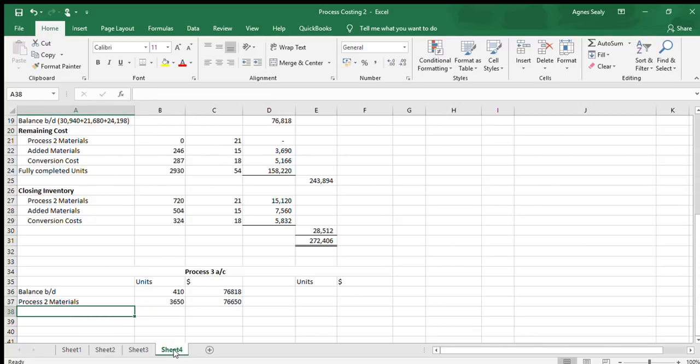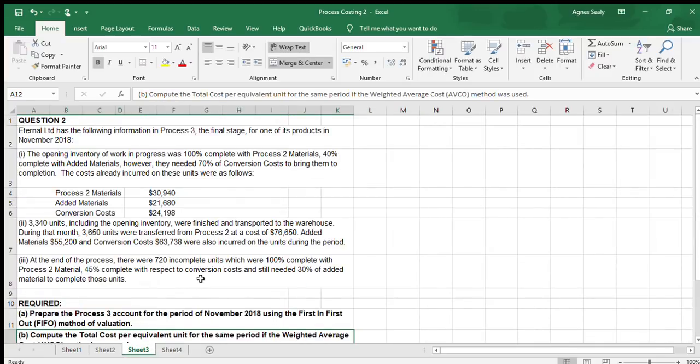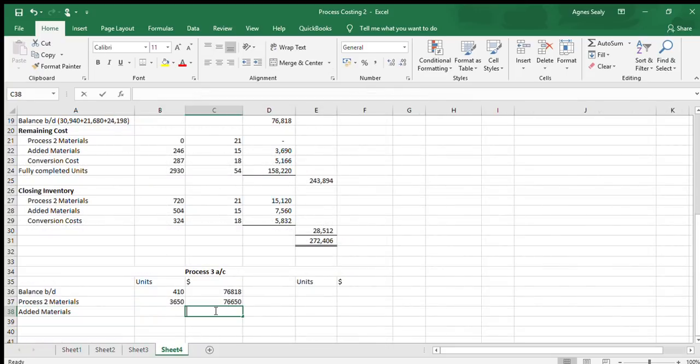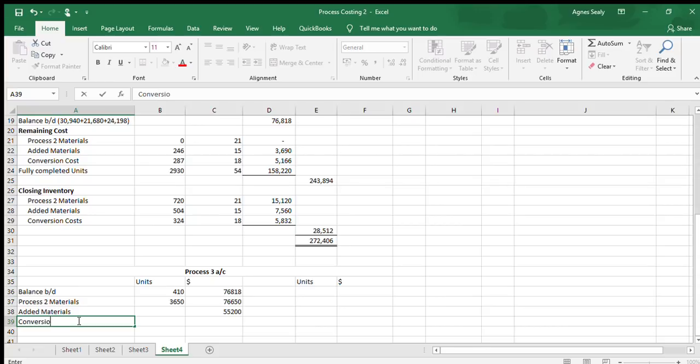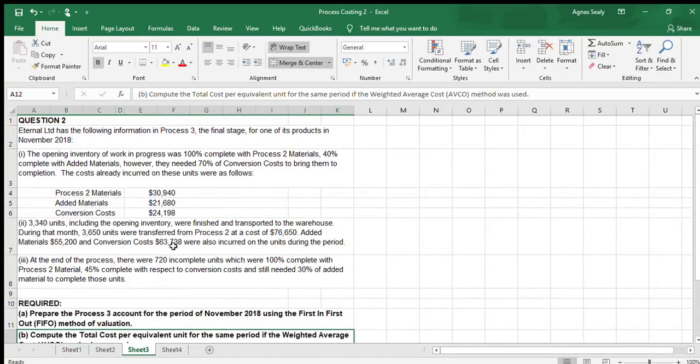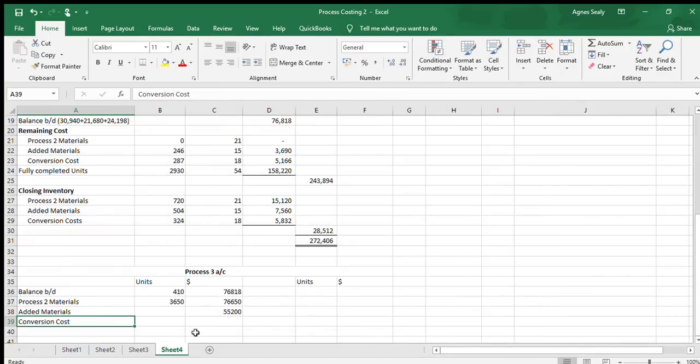We have our added materials, and the cost of our added materials are $55,200. And we have our conversion cost. So our conversion cost was $63,738.